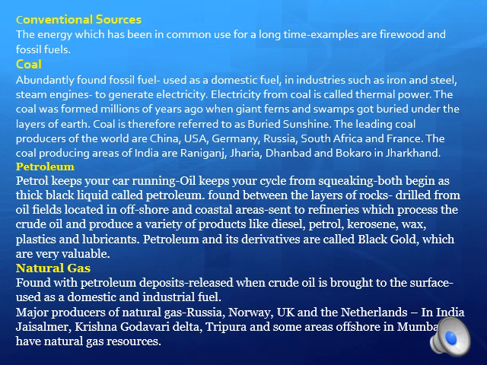Coal. Coal is also known as buried sunshine. The major coal producing countries in the world are China, the USA, Germany, Russia, South Africa, and France. In India, the major coal producing areas are Raniganj, Jharia, Dhanbad, and Bokaro. Bokaro is a place in Jharkhand. About 80% of the coal is mined from the Damodar Valley.